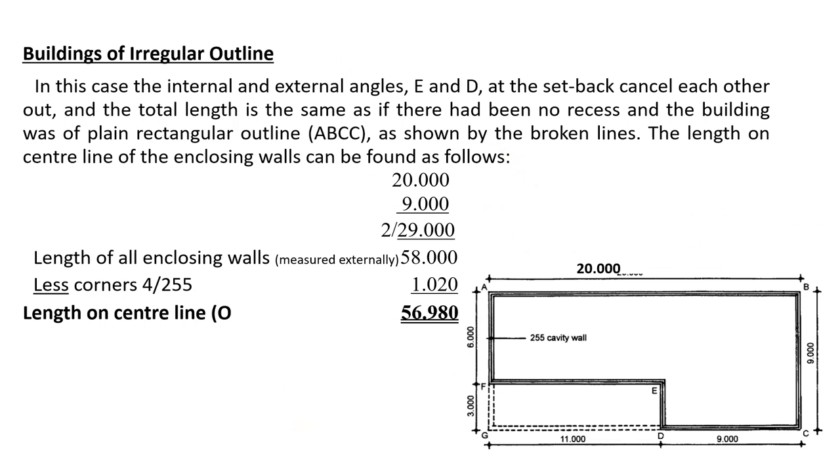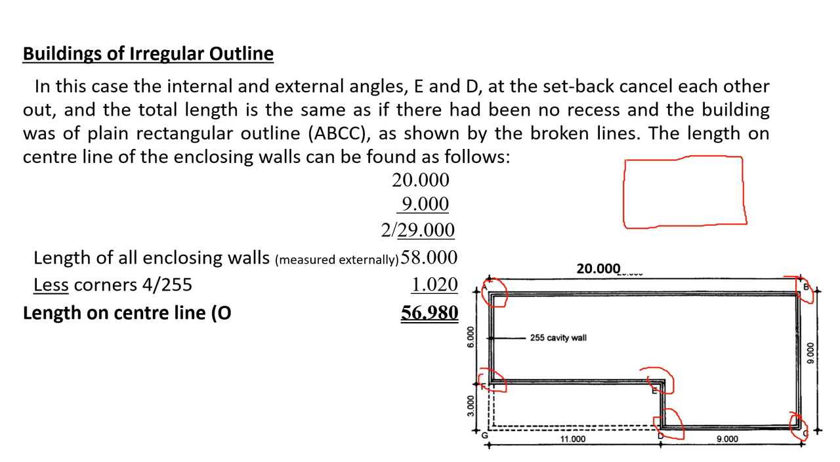So what about buildings of irregular outline? A regular rectangle usually has 4 corners, like this one. But if you see this one, it has more than 4 corners. So how do we find the center line of this one? How many corners do we have? We have 1, 2, 3, 4, 5, 6 corners.